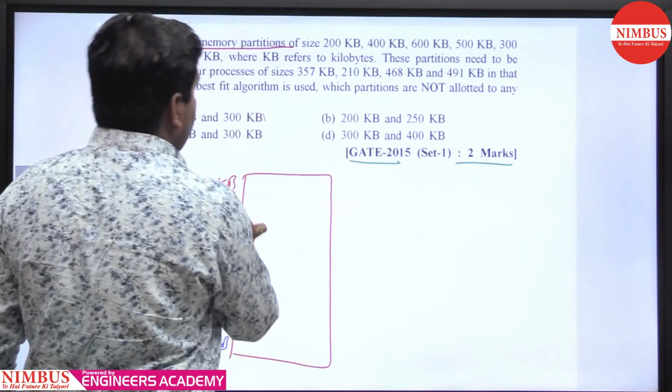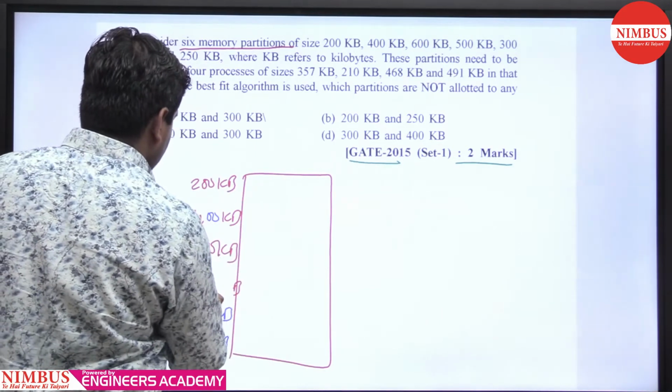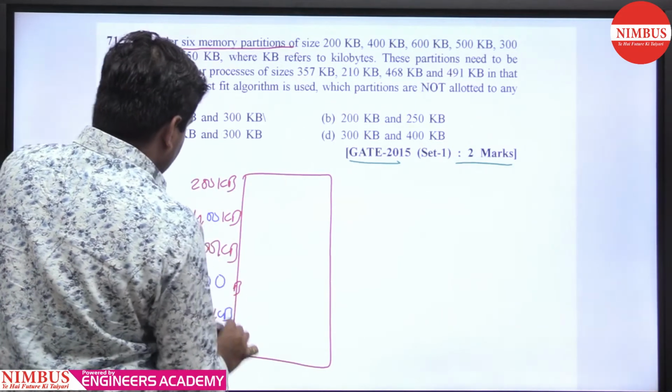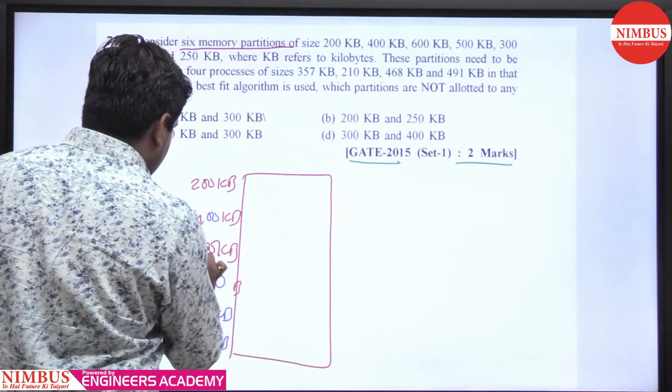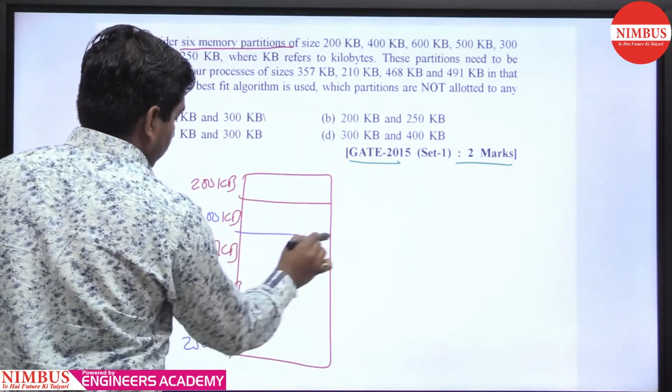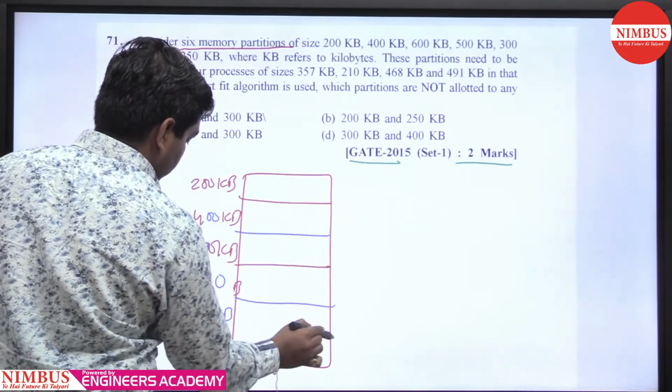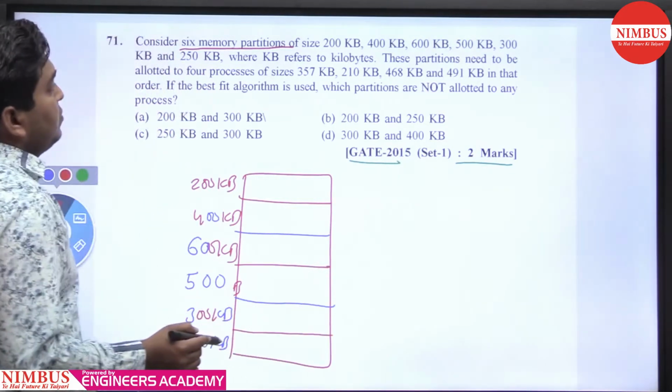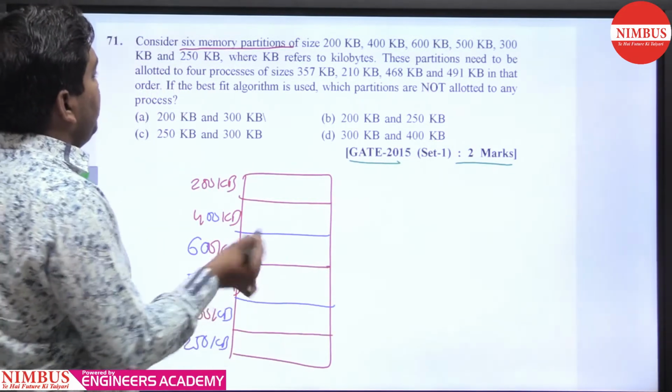(200, 400, 600) and this one is 500 and this one is 600 KB. Clear hai? And KB refers to kilobyte.